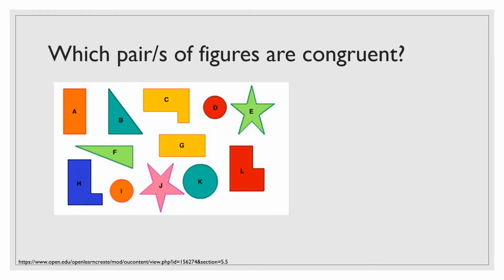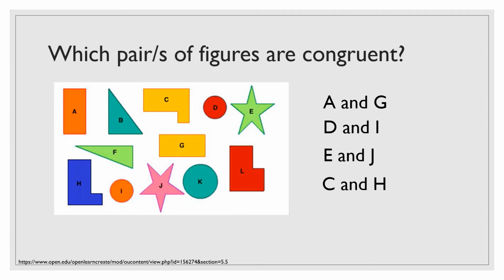If you say figure A and G, then you are correct. If you say D and I, excellent, you are correct. If you say figure E and figure J, then you are correct. And another is, if you have C and H, then you are correct.